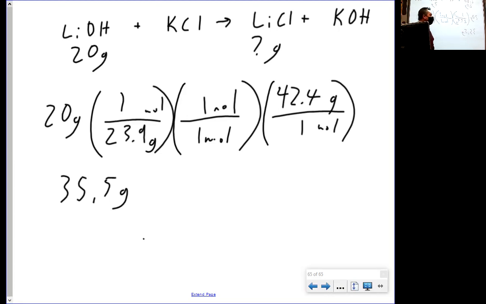Now, the question says I actually produce only 6 grams. If your actual production was only 6 grams, you have messed up somewhere. But we have to figure out what my percent yield is. We're going to take my experimental, put it on top, and my theoretical, put it on the bottom.